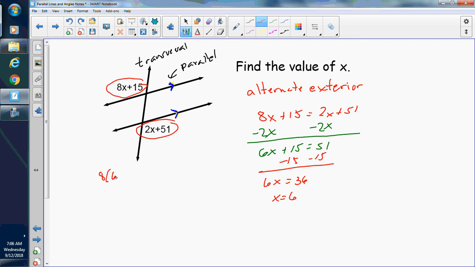So if I put 6 in, 8 times 6 plus 15. 8 times 6 is 48. And 48 plus 15 is 63, I think. And 2 times 6 plus 51 would be 12 plus 51, also 63. So x equals 6 does check out.